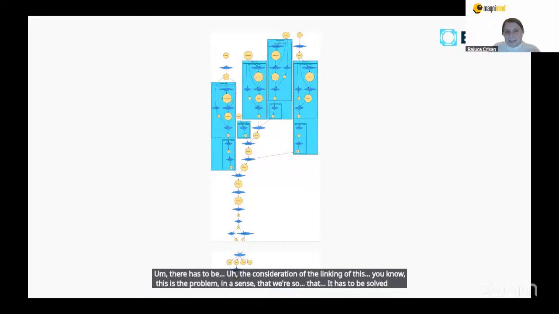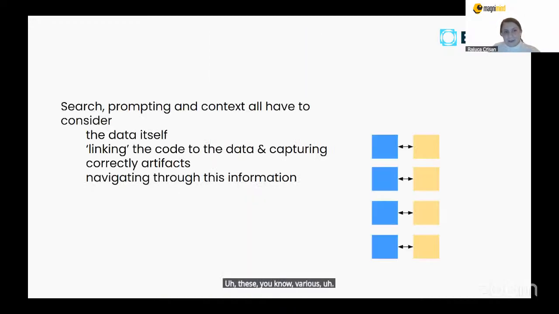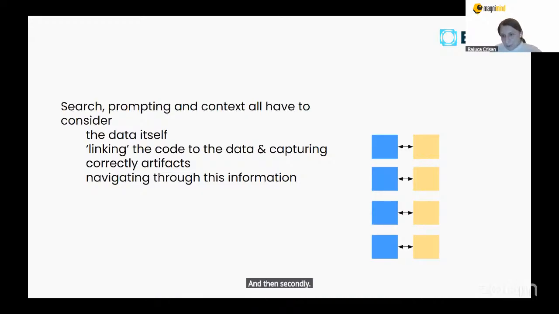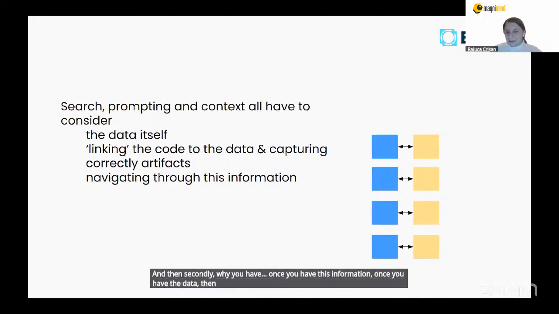There needs to be a way to search through these various combinations of data and code. First you have to link the right data, the right piece of artifact, with the right function that produces it, because otherwise you're kind of blind. And then secondly, once you have this information, once you have the data, then you can start navigating through it in an interesting way, right? In a more interesting way.